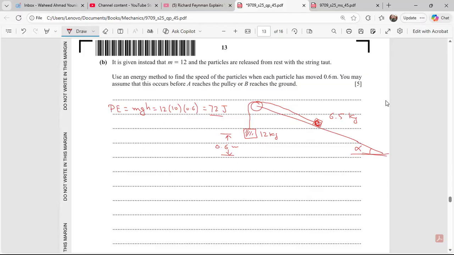So assume that when it comes down, its speed was v. So the kinetic energy of this object, which is 12 kg.